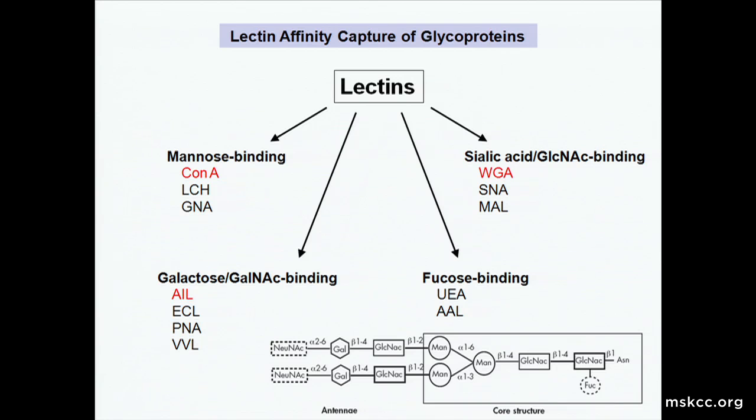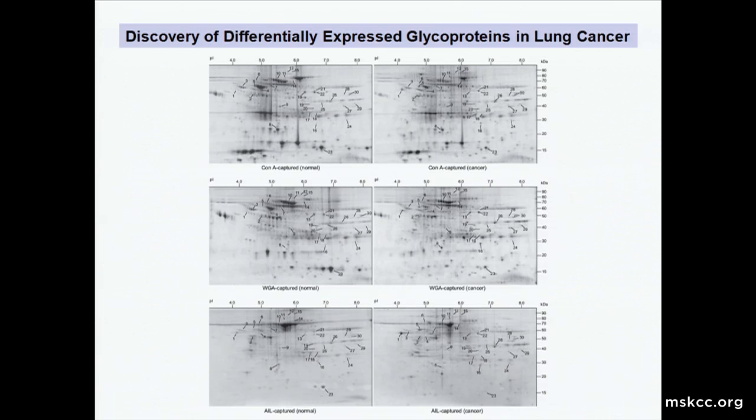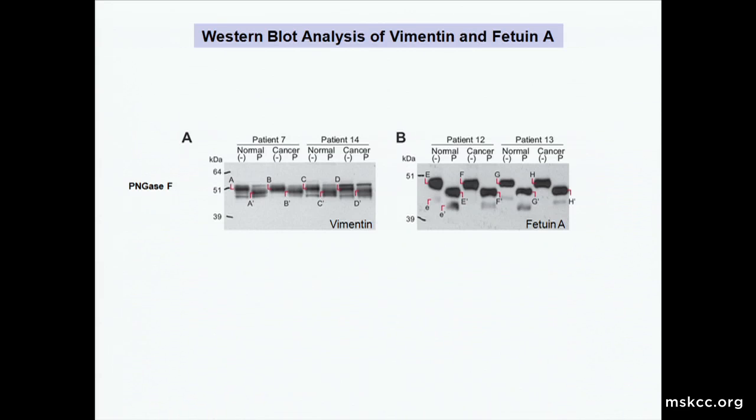They bind to carbohydrates that are expressed on the surface of, or attached covalently to, proteins and can pull them down, and they actually have very specific specificities. And again, you can do that, and this particular study was done in lung cancer. You can do this with different things like ConA, for example, WGA, AIL. These are different types of lectins that pull down different kinds of glycosylated proteins.